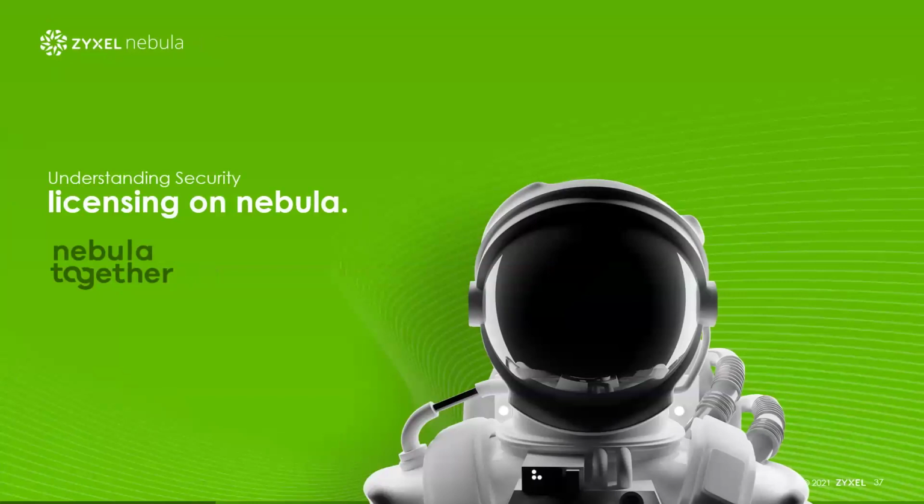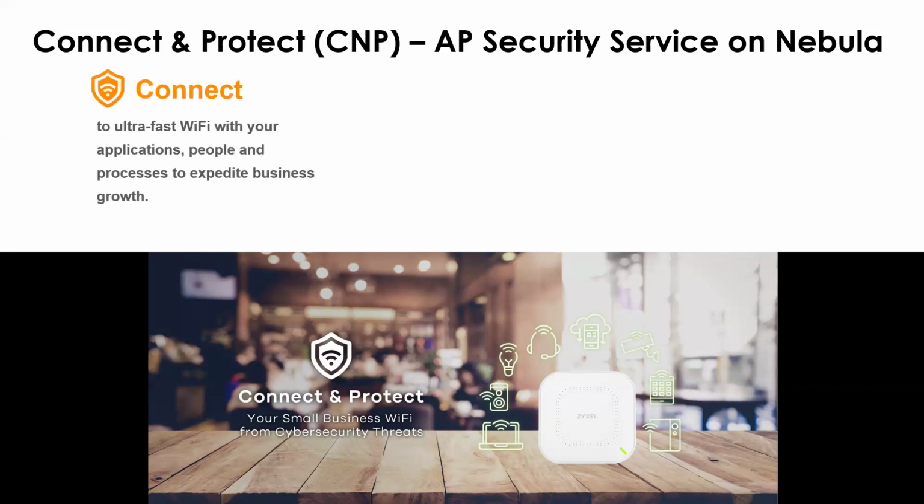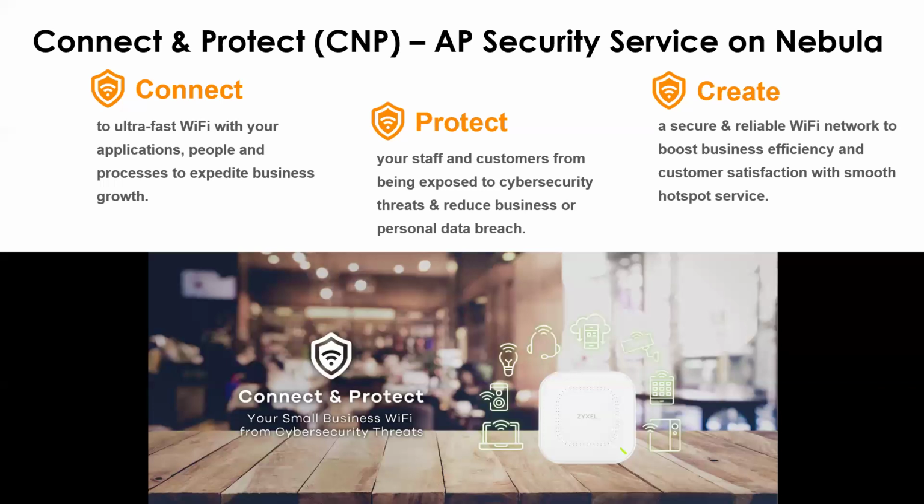And then on top of what we've talked about up to this point when it comes to licenses, we also have a bunch of security licenses that are optional for you. So we have what's called Connect and Protect and Connect and Protect Plus. So this is something that basically allows you to unlock UTM-like features directly on individual access points. So this is an optional license you can purchase.